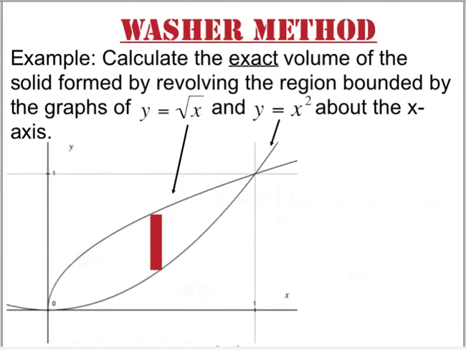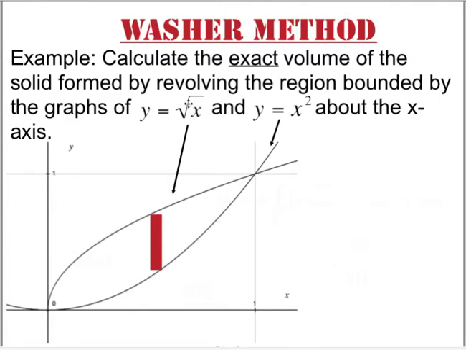So our first example says: calculate the exact volume of the solid formed by revolving the region bounded by the graphs of y equals the square root of x and y equals x squared about the x-axis. So we're revolving it around the x-axis, so then we're going to have a vertical slice. So here's our rectangle. Since we have a gap between some of the places where our rectangles would be, this is going to be washer method.